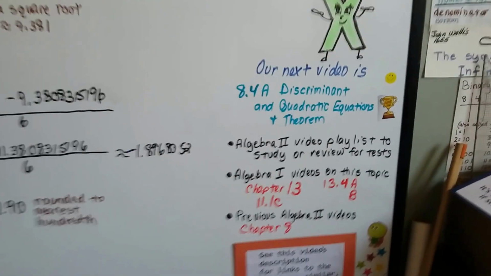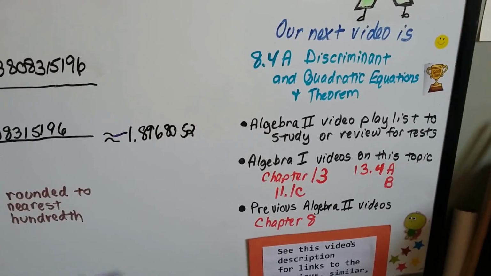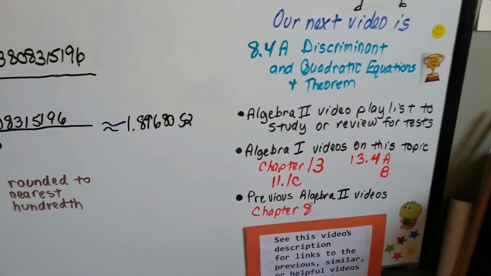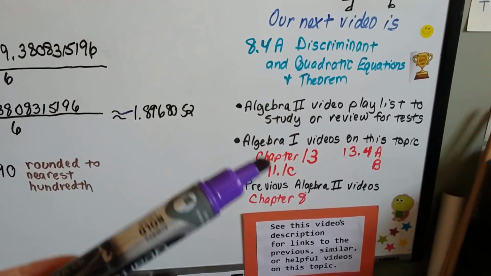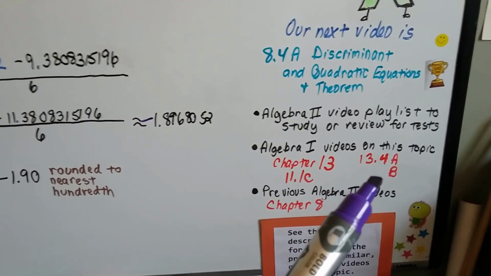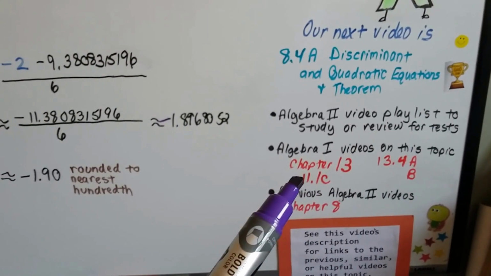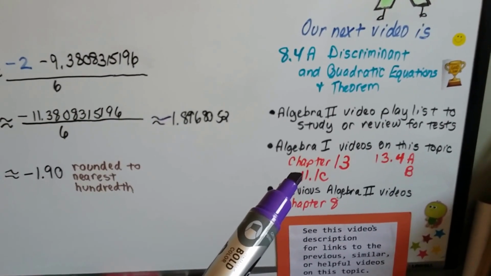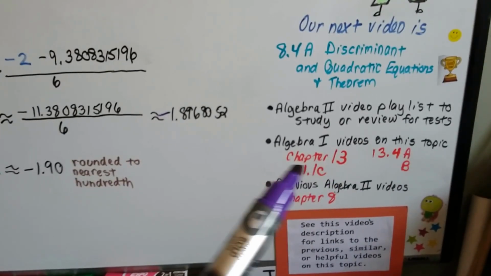Our next video is 8.4a. I'm going to talk about the discriminant and quadratic equations, and I've got a theorem for you. I'm going to add this video to the Algebra II playlist for studying and review. And back in Chapter 13 in Algebra I last year, we talked about this, and 13.4b talked about the discriminant. I'm also going to have that link to 11.1c from Algebra I, where it talks about how to approximate the answer for a square root, like we did in the beginning back here.